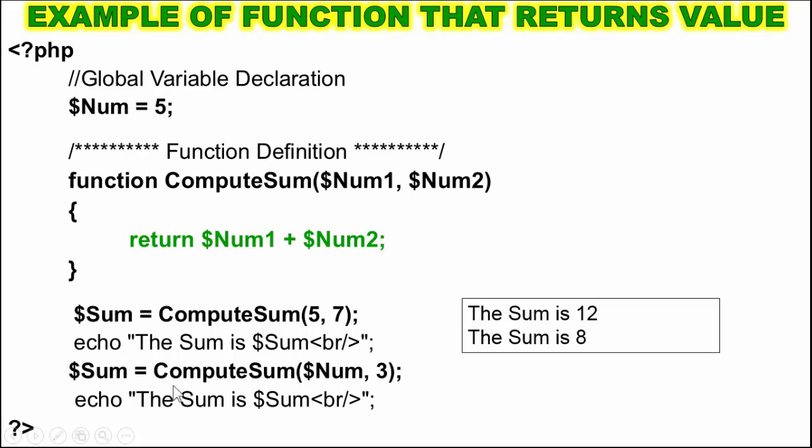The line $sum is equal to computesum($num, 3) has two arguments. The formal parameter variable $num1 receives the value 5, while the formal parameter $num2 receives the value 3. The return statement computes the sum 5 plus 3 equals 8. Thus, the $sum receives the return result of 8. Therefore, the outputs of these PHP codes are: the sum is 12 and the sum is 8.